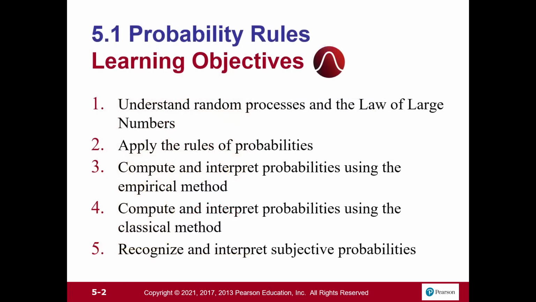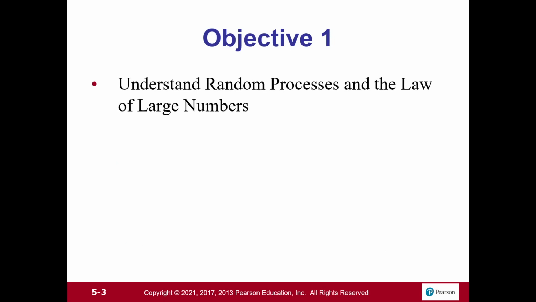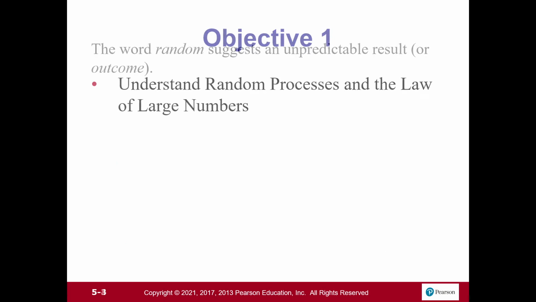And the learning objectives here for 5.1, there's kind of a lot going on. We're going to understand the random processes and the law of large numbers, apply the rules of probabilities, compute and interpret probabilities. We'll be doing that using the empirical method and also the classical method. And the fifth objective is to recognize and interpret subjective probabilities. All right. So this is really just an intro to probabilities. Let's look at the first objective a little closer.